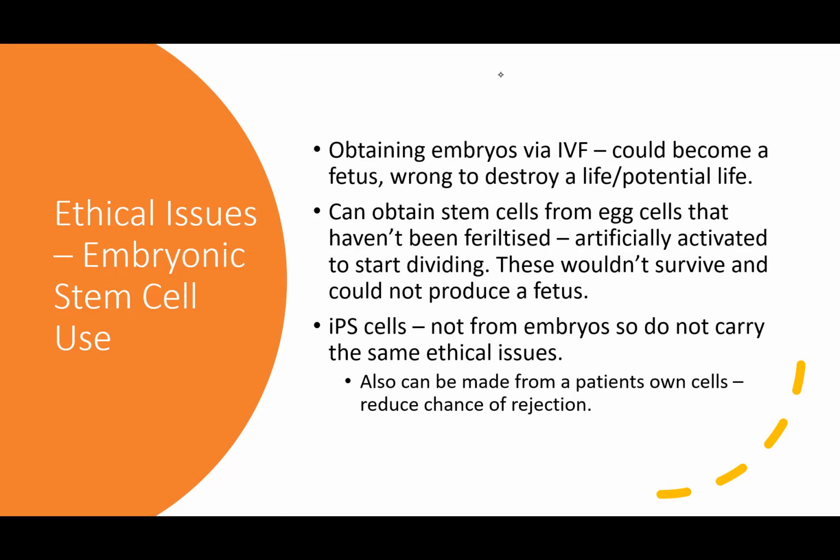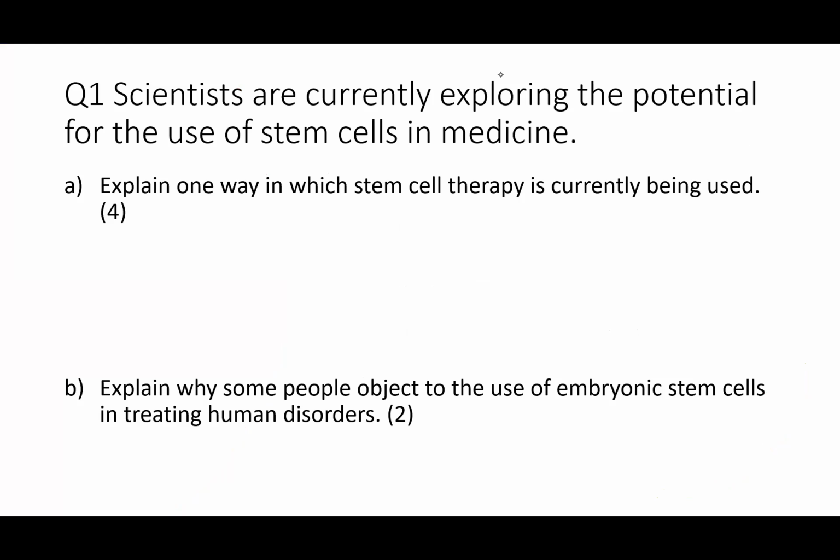In the exam, you could be asked to evaluate the use of stem cells in treating human disorders. So you need to know all the pros and cons around the use of stem cells, the benefits of one type of stem cell compared to another, and then the ethical issues. So an example of an exam question would be: scientists are currently exploring the potential for the use of stem cells in medicine. Part A gets you to explain one way in which stem cell therapy is currently being used. I'm not going to go through every single possible answer you could give, but I'm going to go through one example. And I'm going to use the bone marrow example.